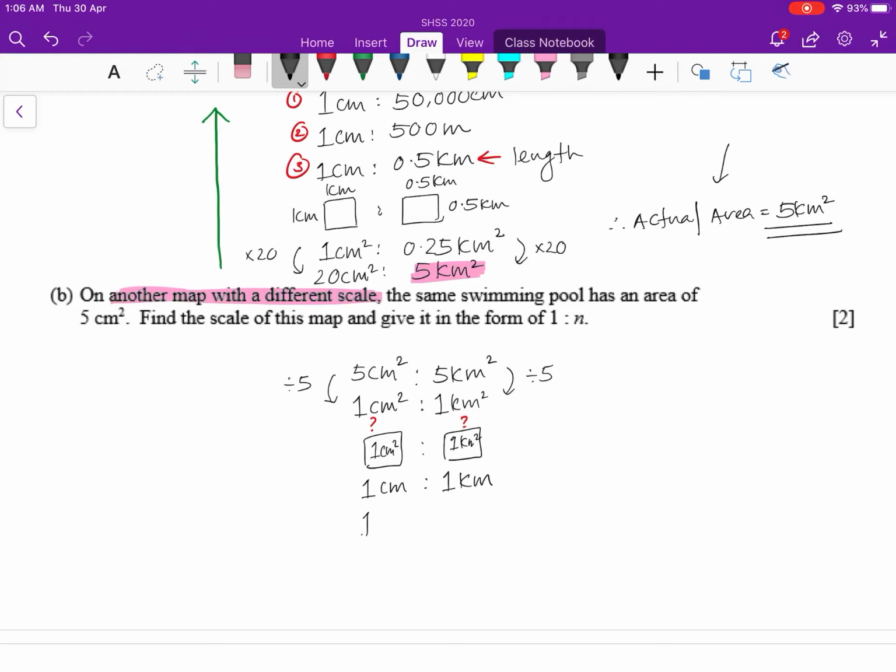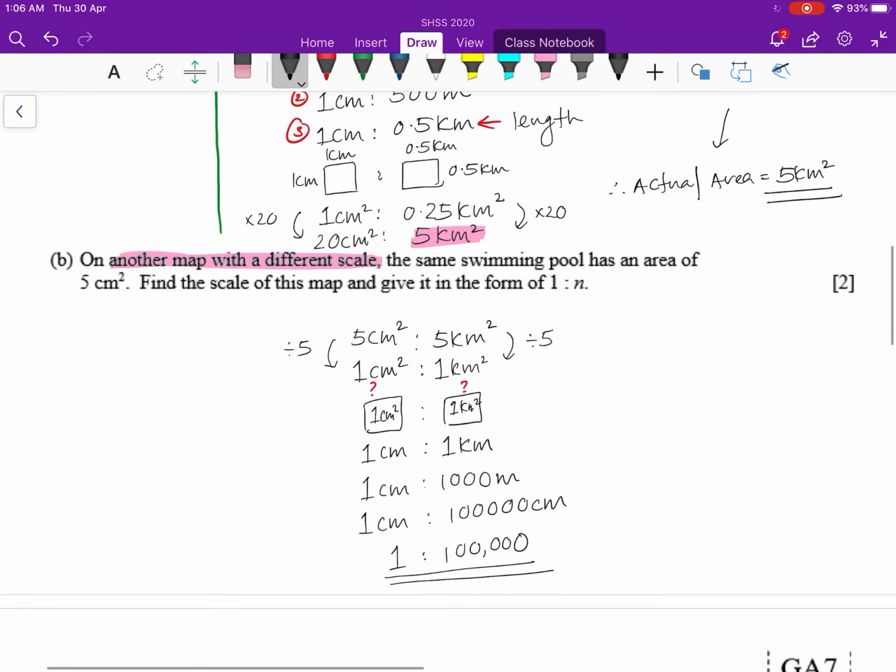It's actually 1 cm. Change to meters is 1000 meters. Change to cm, times 100. Another 20 cm. But I want 1 is to n, so without the units, 1 is to 100,000. Final answer. Alright, that is the scale. They want it in ratio, leave it in ratio, you are done.